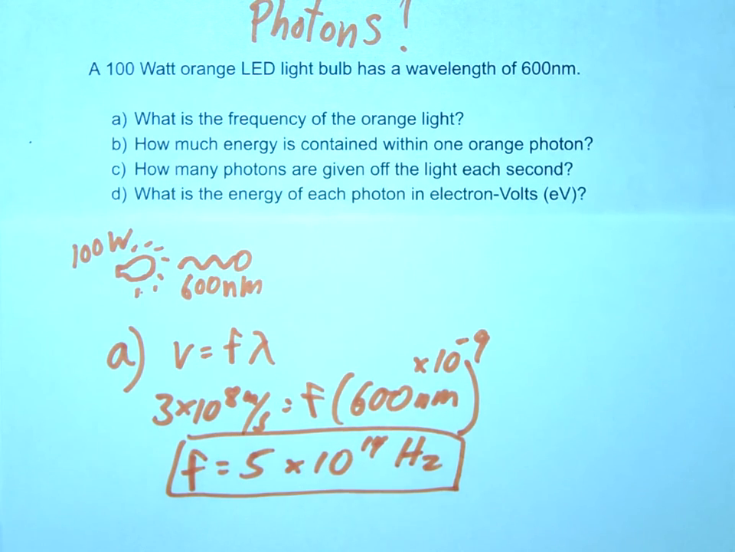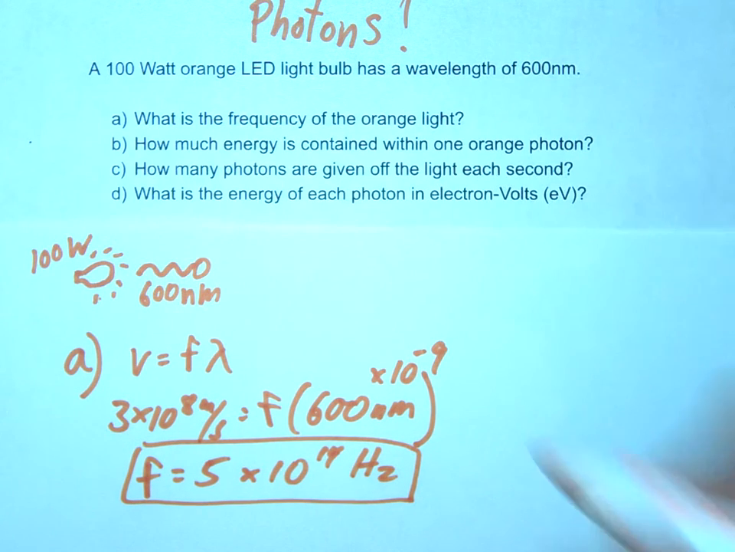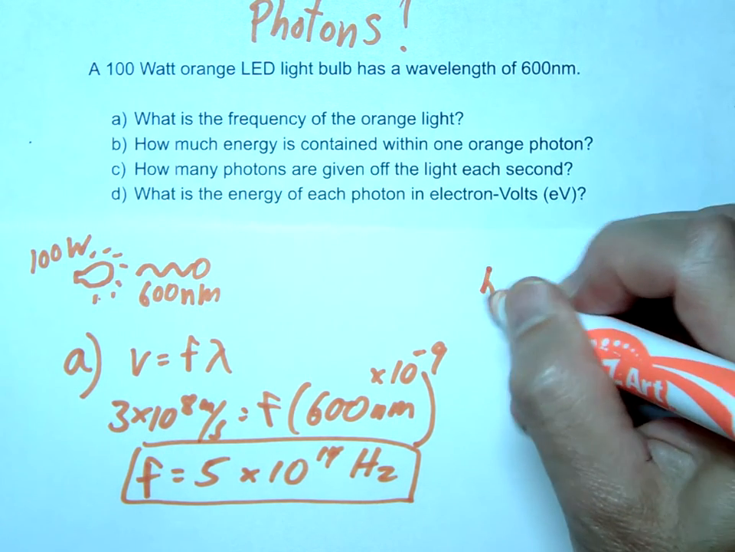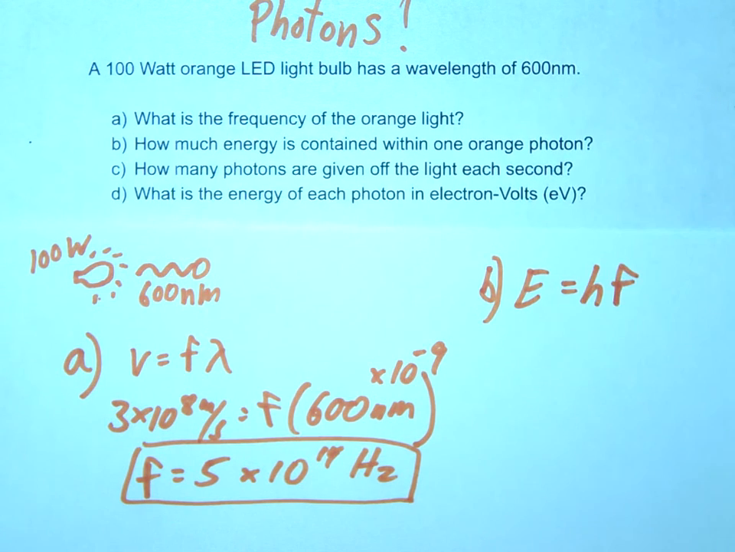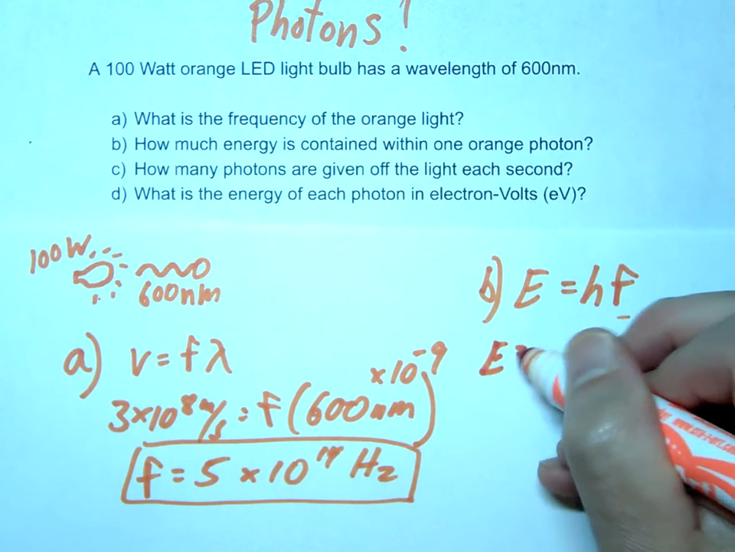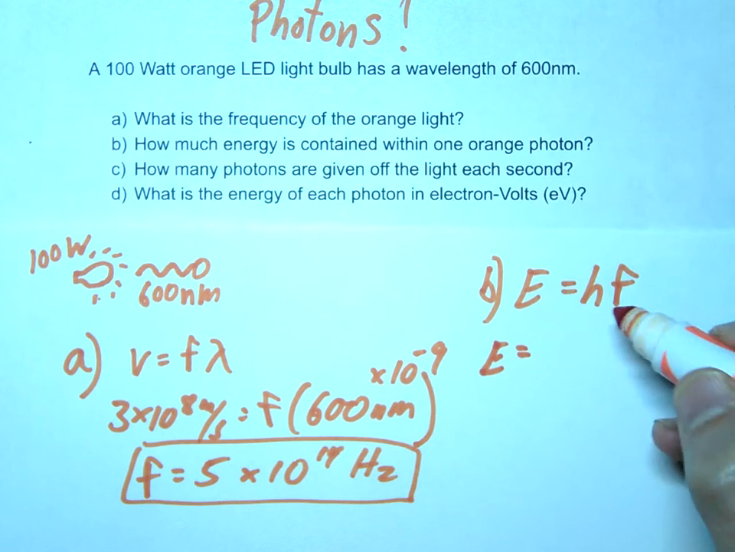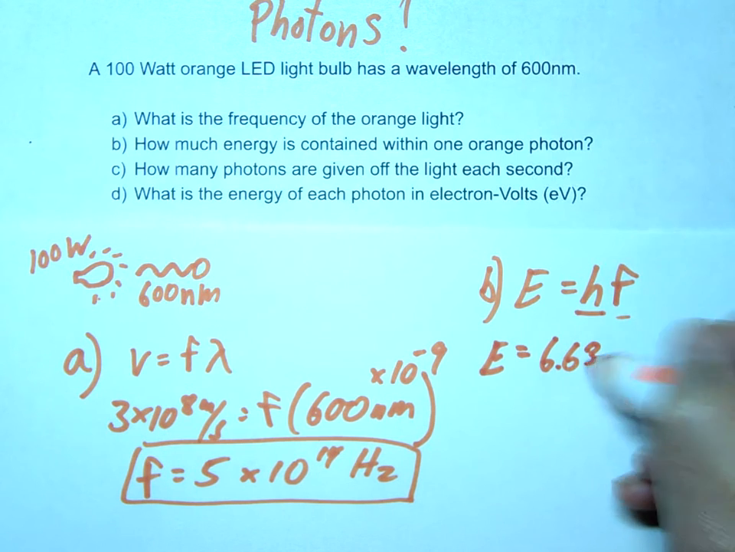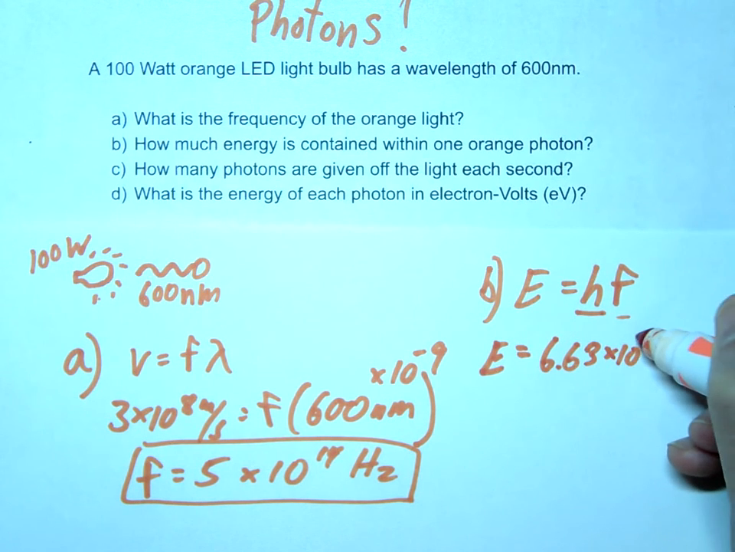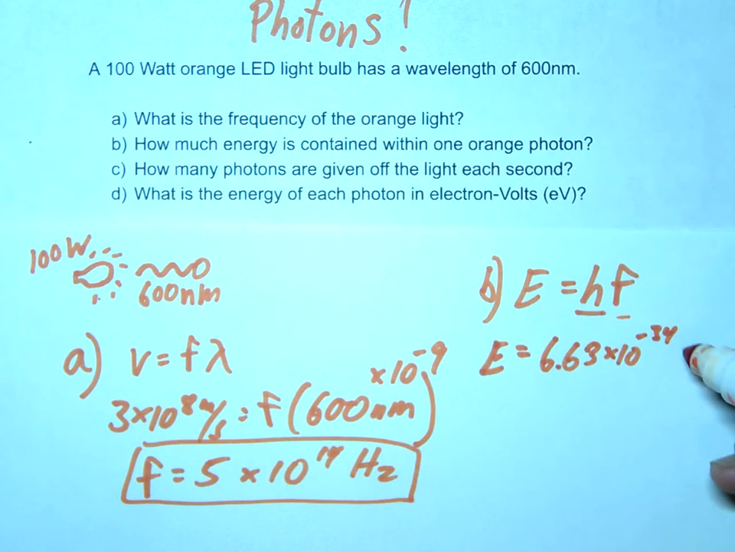Okay, second question's asking you, well, how much energy does that have? So this is where we're going to utilize our new equation, which is the energy of a single photon. So we're going to say E is equal to hf, where h is Planck's constant and f is the frequency. So this is going to give us the energy of each individual photon. So recall the Planck's constant is going to be 6.63 times 10 to the negative 34th. And the units for this would be joules per hertz.